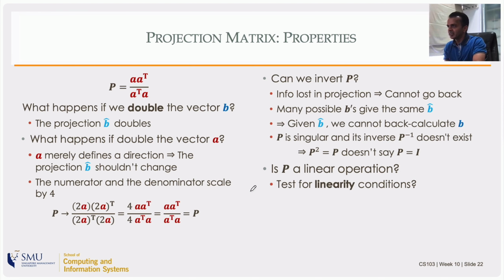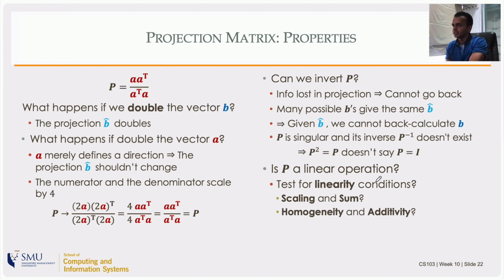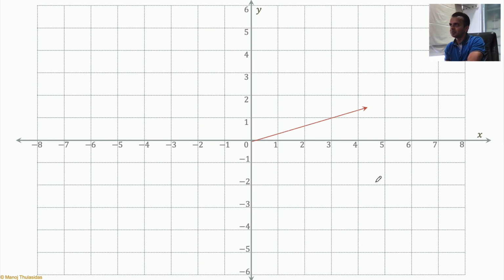So actually, in order to make sure that P is a linear operation, you can do the tests of linearity if you want to. You can scale and sum, etc., and check homogeneity and additivity, those conditions.